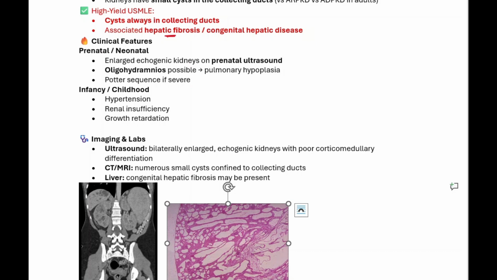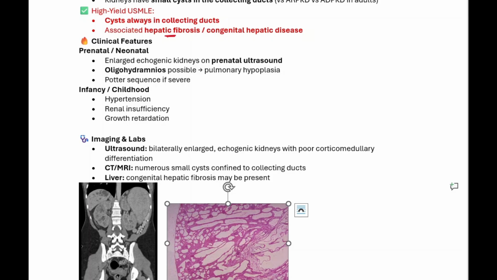So if they survive through the prenatal phase and go into childhood, they could develop hypertension, renal insufficiency, and growth retardation. Because as we know, with renal insufficiency, they could have a problem with their vitamin D, they could develop rickets, and that could affect their growth.